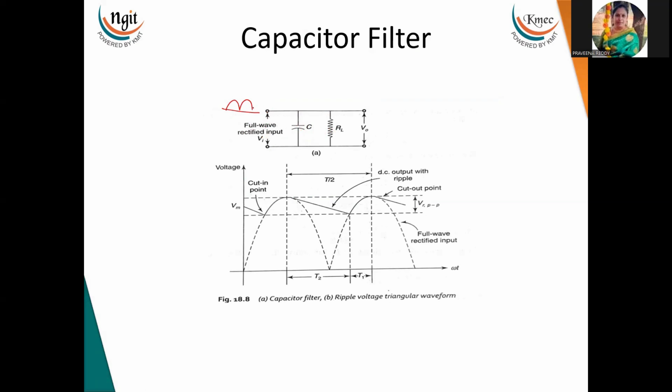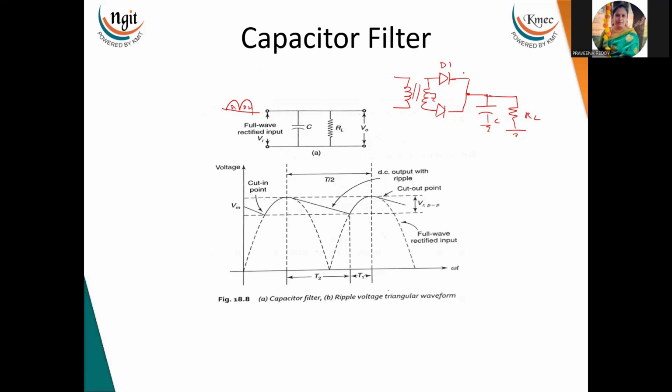Now let me draw the diagram. This is the rectifier circuit. Both cathodes are shorted and the capacitor is connected like this, and in parallel the load resistor RL and C. Now when the diode is conducting, for example diode D1 is conducting, this is because of D1 and this is because of D2.